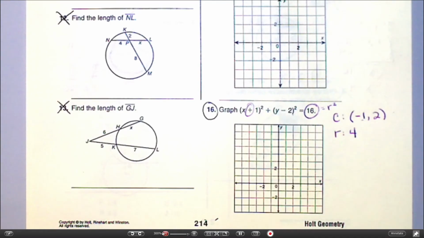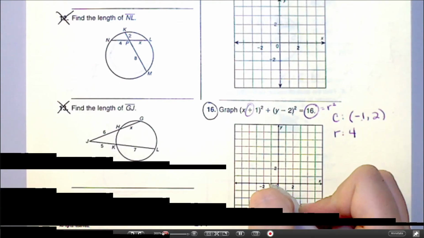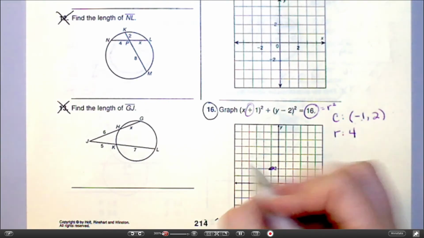How do I find -1, 2 on my graph? Luke? No, -1 is the horizontal line, and 2 is the vertical line. So you go 1 over to the left and 2 up. That's right. Yep, this would be 1 to the left and 2 up.